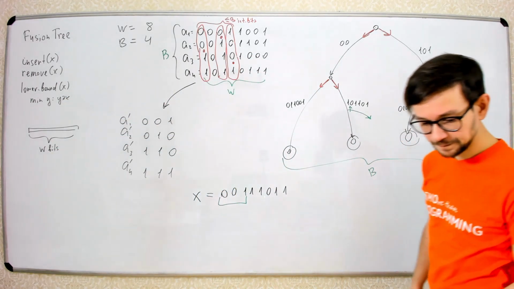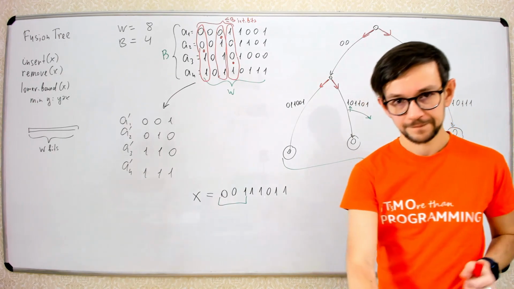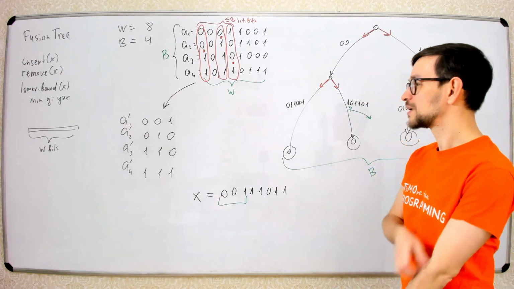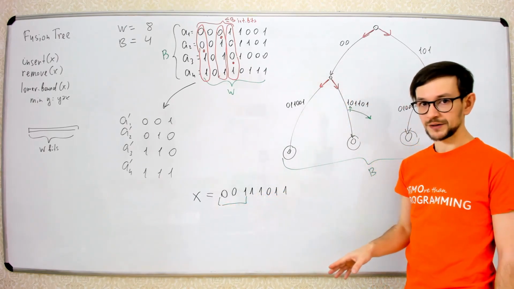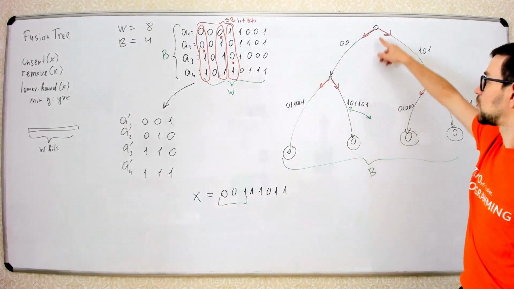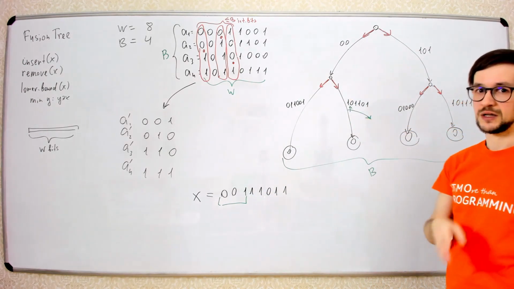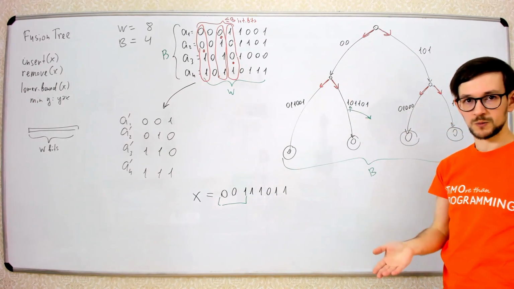So again, if we find this maximal prefix, then we're actually done. We know that we follow this path, then go to the right. This information is enough to find the lower bound.